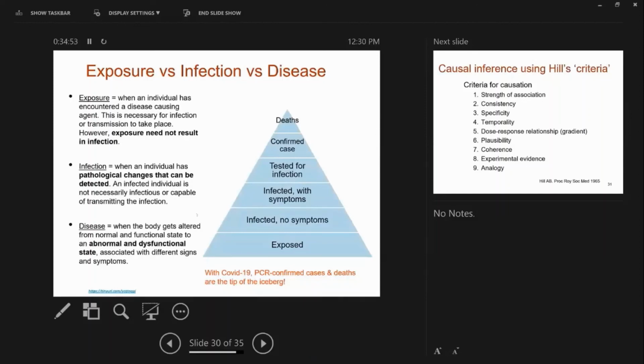So COVID-19 is a beautiful example of the iceberg phenomenon, and this is true even in tuberculosis. Okay.